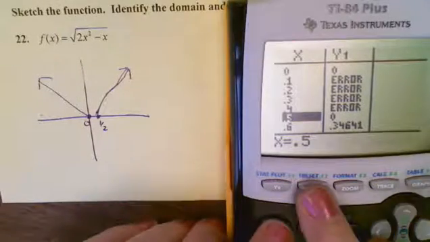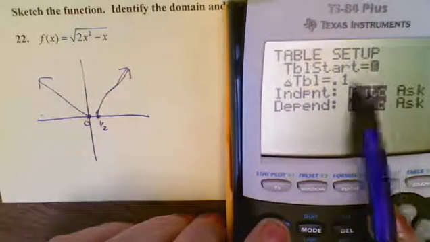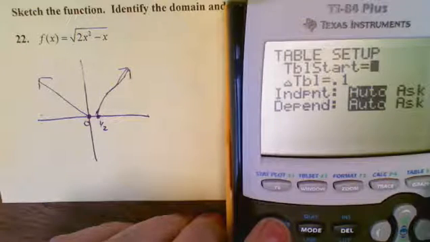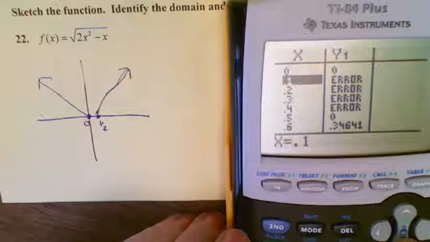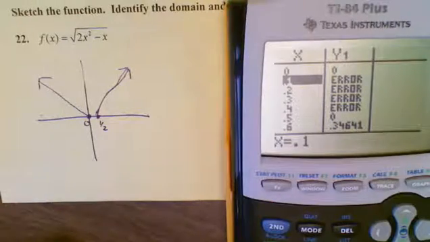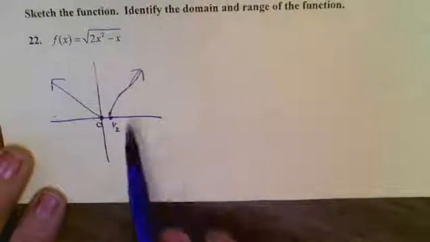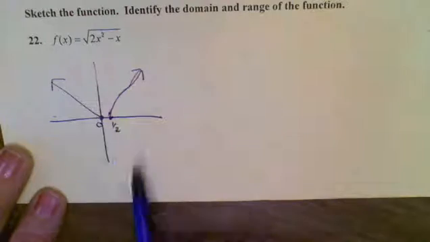So again, to get that, I just went to table set. Make sure you start at 0, and this is a decimal point, and go second graph, second table. Anywhere where you see an error, that means it's undefined. Okay, so there's a picture of the graph. I labeled these points so I kind of know exactly where they're at.